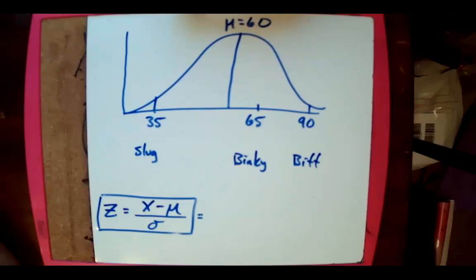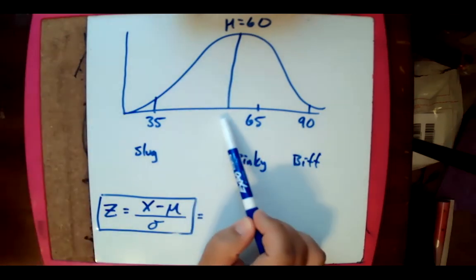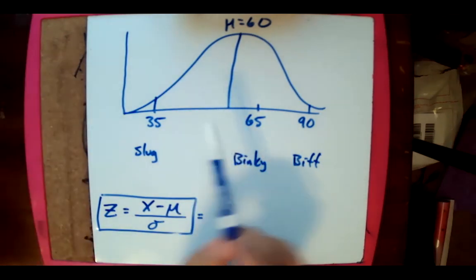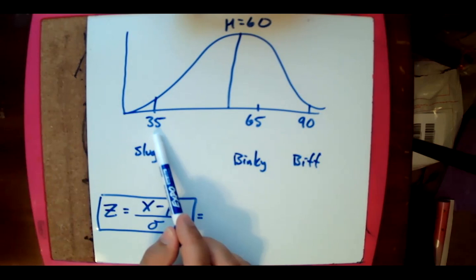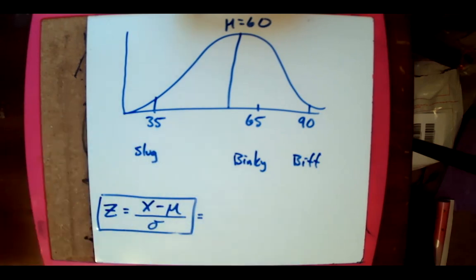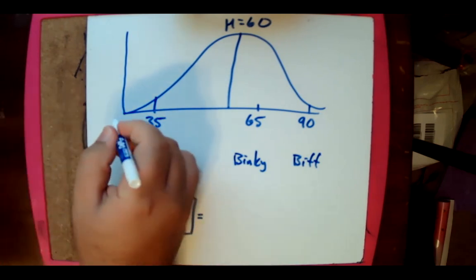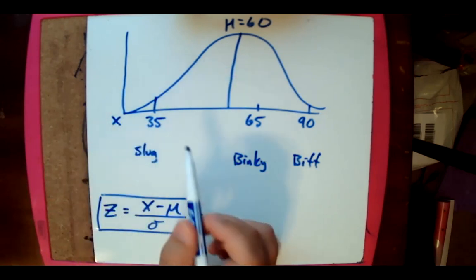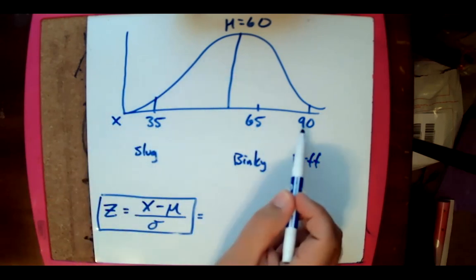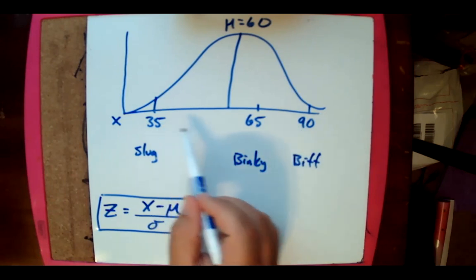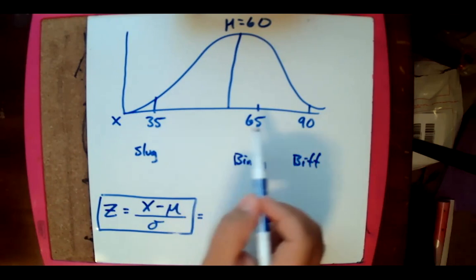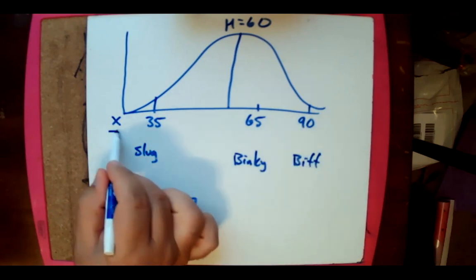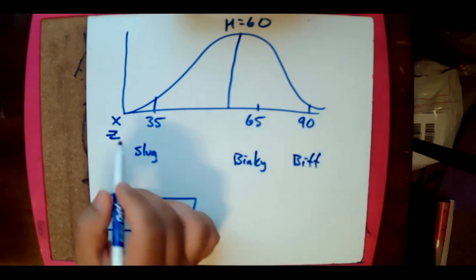Okay, so here's my whiteboard. Just copied the distribution shorthand that we were just looking at. And what we want to do now for Slug, Binky, and Biff is run each of their scores through this formula. So to help out with that a bit, let's say when we're looking at 35, 65, and 90, these are the X scores for these 3 people, right? X is another way of saying raw score, just X, right? And we want to turn those into Z scores.